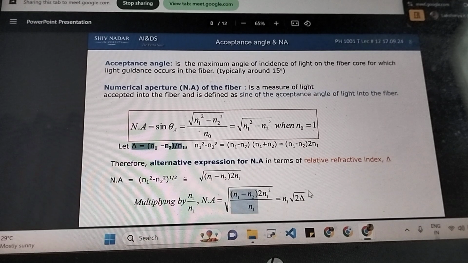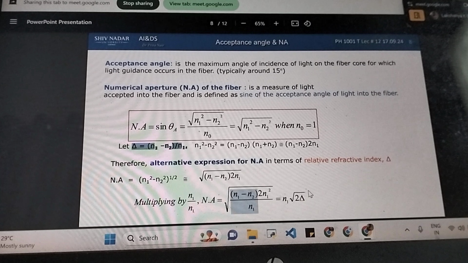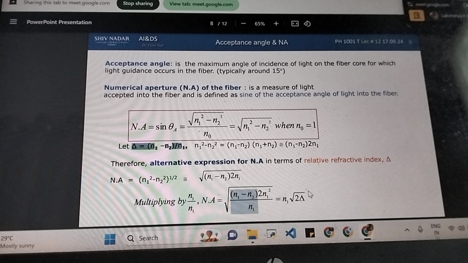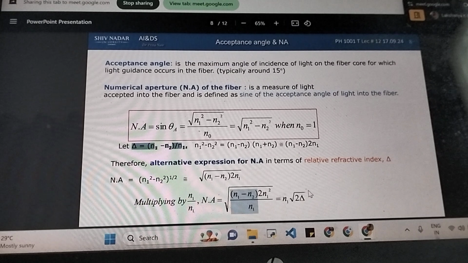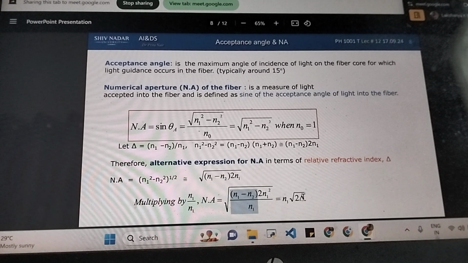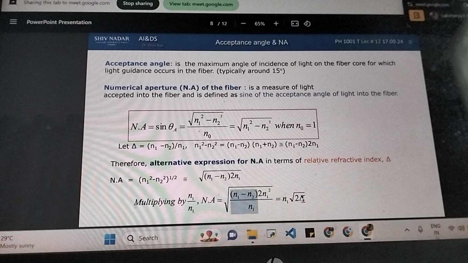So why do we have this? Just because it is not always possible to precisely know the refractive index of your cladding. So in such cases, how do you determine the numerical aperture? You do not always need to know the value of n2. If you just have n1 and delta, that is more than sufficient.